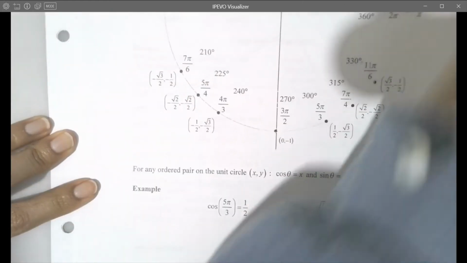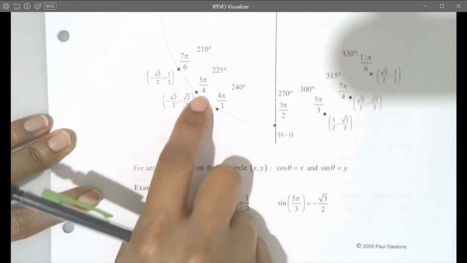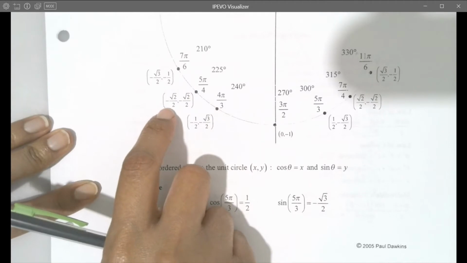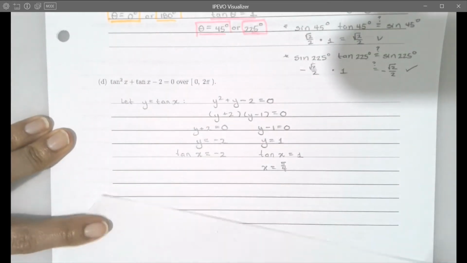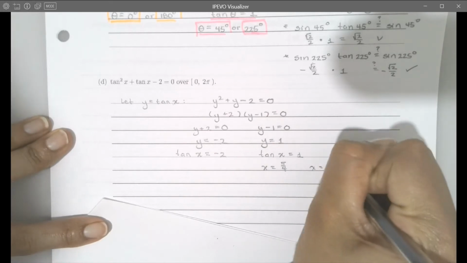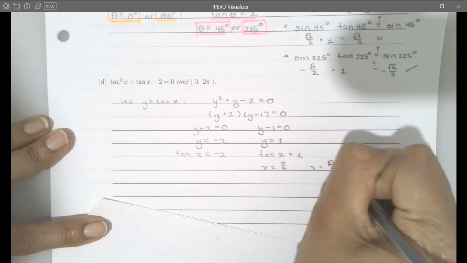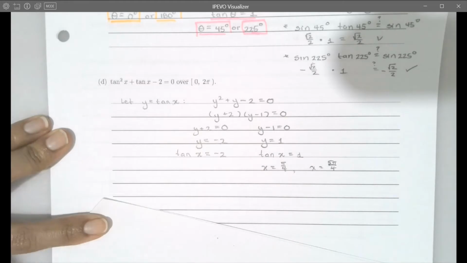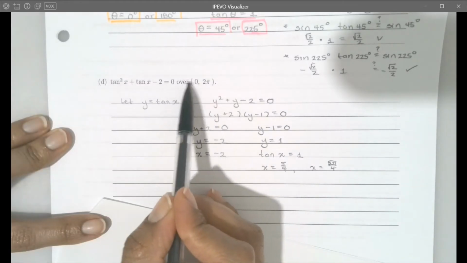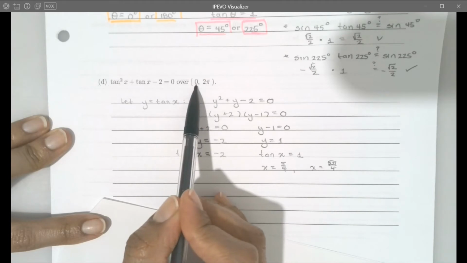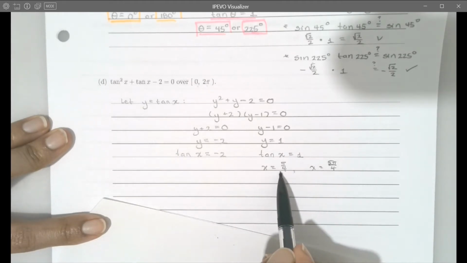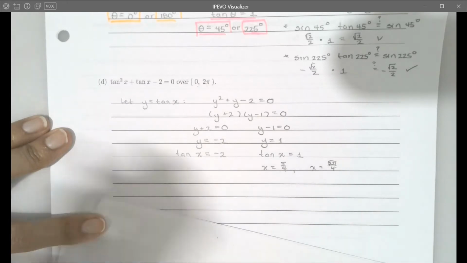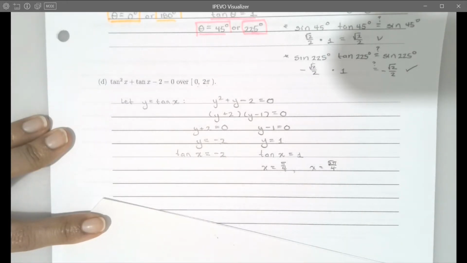Another possibility is that x is equal to 5 pi over 4, because at that angle we also have y and x values that are the same. So we get x is equal to 5 pi over 4. Okay, now notice it chose the radians in this case because they do tell us that we need to find all of the angles in the interval 0 to 2 pi. So that's why we kept the pi over 4 and 5 pi over 4 versus the 45 and the 225.